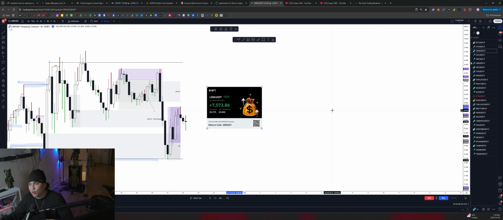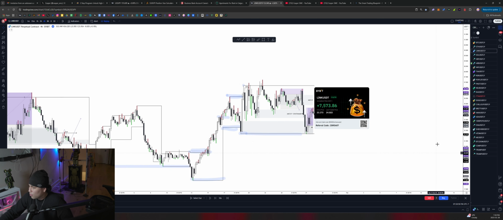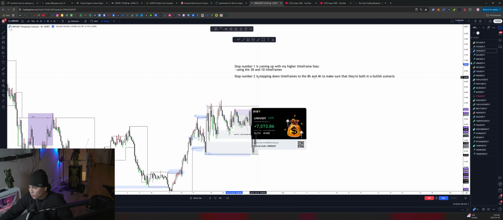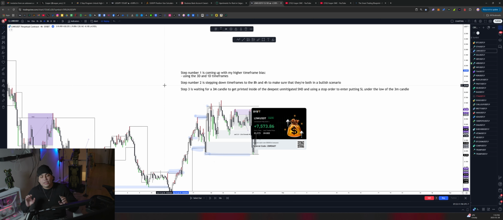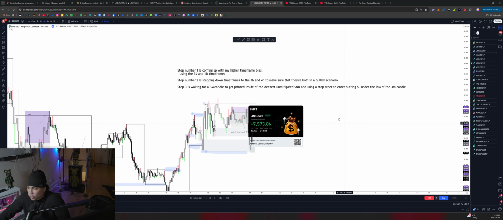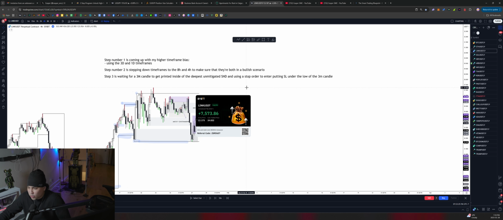So just as a little recap, and just to show you the steps again, because I forgot to finish this, we're gonna put the step 3. So basically the 3-day and the daily have to be both making higher highs and higher lows, breaking up with the indicator, being bullish or bearish. Step number 2, but in this scenario, it is bullish because we're looking for buys. Because they were both bullish, we were looking for buys in the 8-hour or the 4-hour.